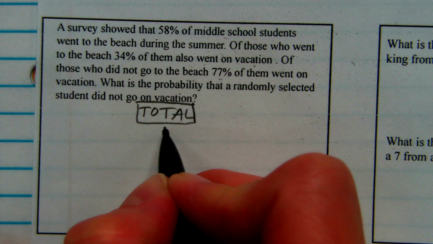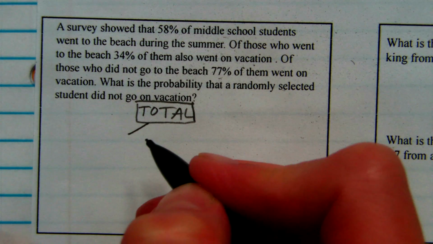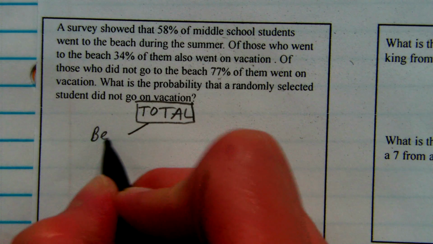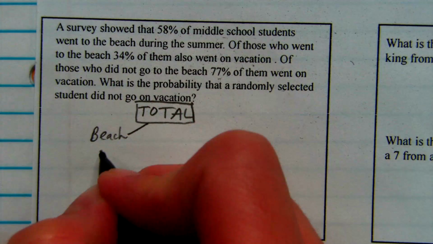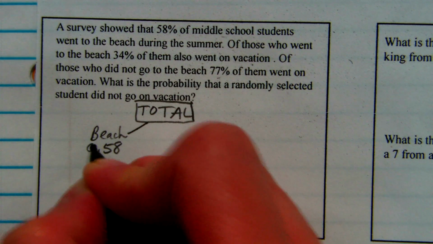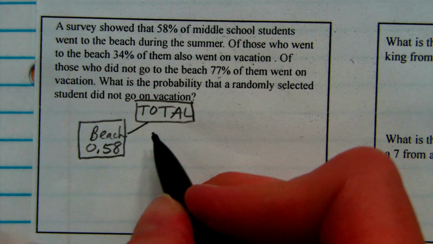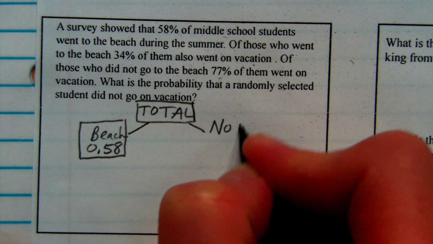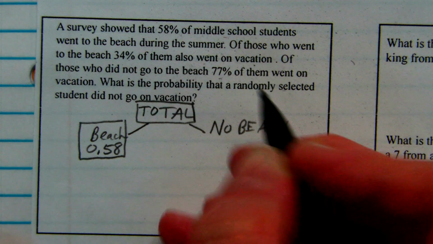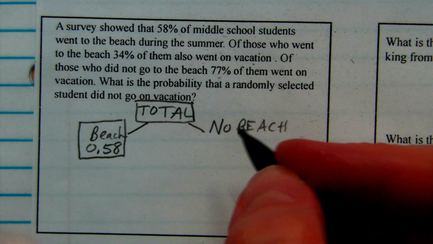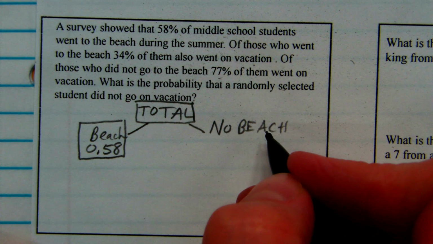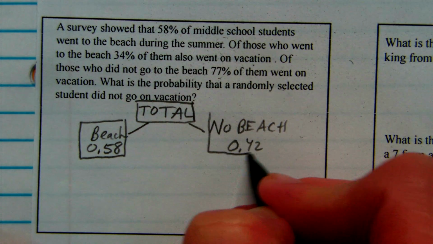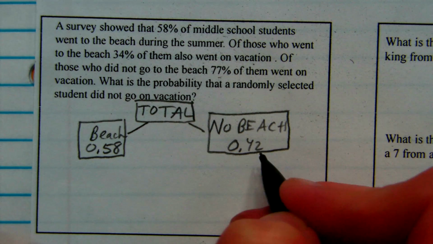And then we're going to branch this off, okay? And so there were 58% that went to the beach. So I'm going to put beach, and I'm going to change 58% to 0.58, okay? So 58% of them went to the beach. Then how many did not go to the beach? They don't tell us that. We have to figure that out. So 100% minus 58 would be 42%, or 0.42. I'm going to use decimals because that's what we're going to have to do when we get to the end anyway, so I'll go ahead and convert them.